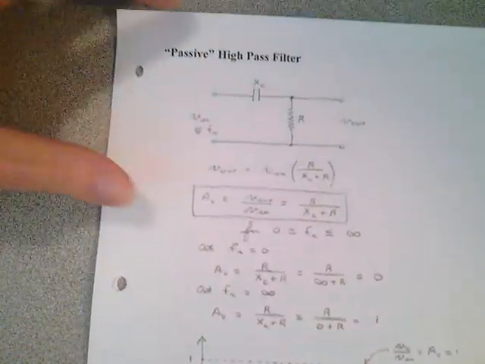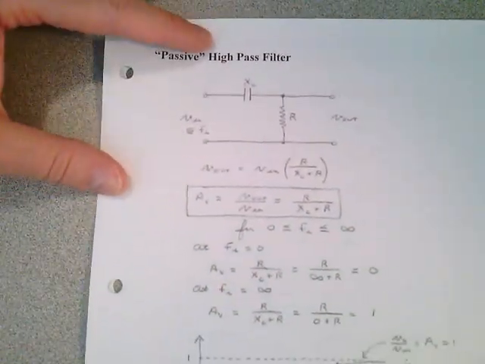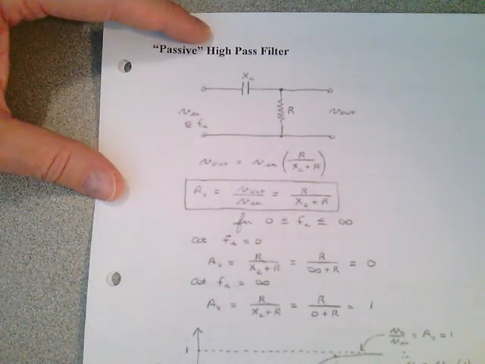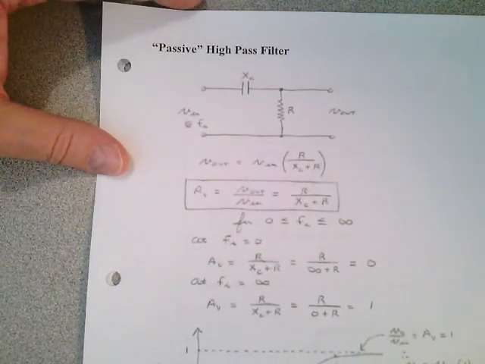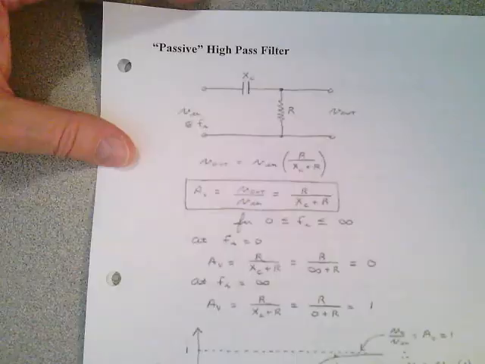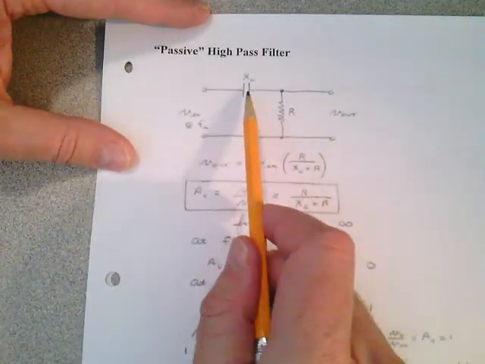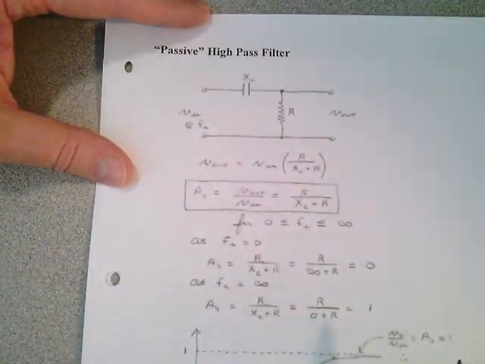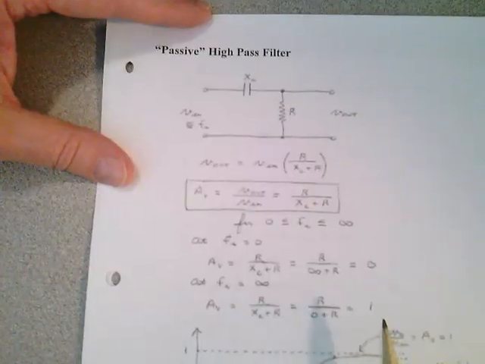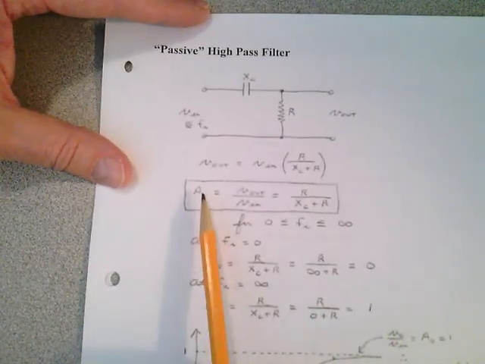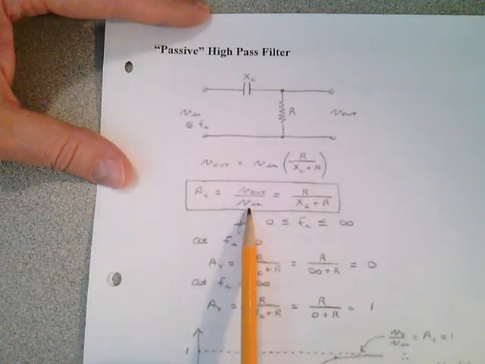Let's take a look at the high-pass filter. I want you to use the same techniques that I used in the passive low-pass filter. Notice we're putting the capacitor up here, and the resistor down here. You should be able to look at that circuit and come up with the transfer function. The transfer function is the voltage gain, V out over V in.